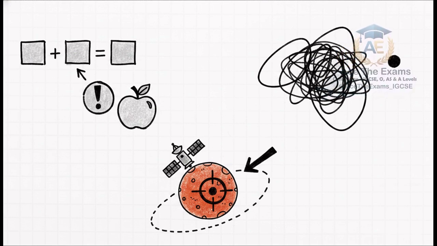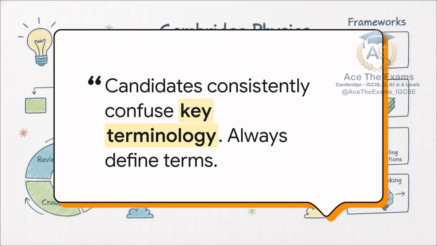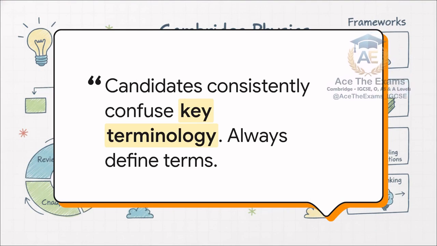A generic memorized paragraph about planetary orbits might be factually correct, but it won't get full credit because it ignores the context. You have to anchor your knowledge directly to the scenario in front of you. To really drive this home, the principal examiner reports actually give us a golden rule.